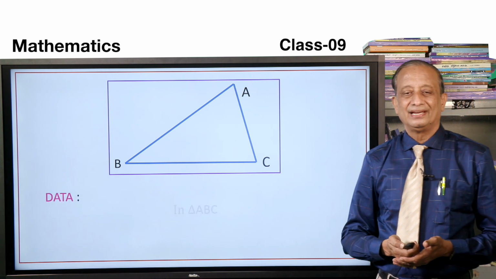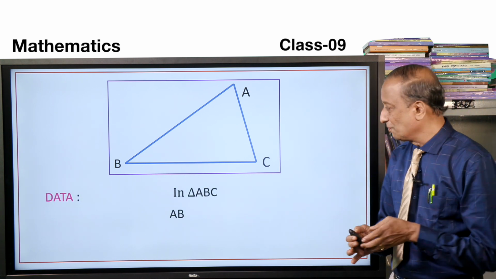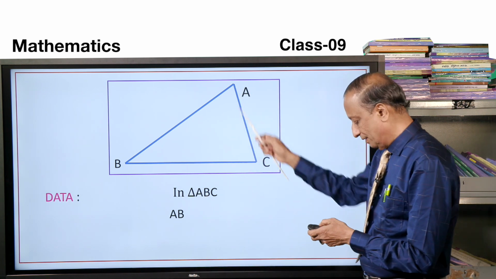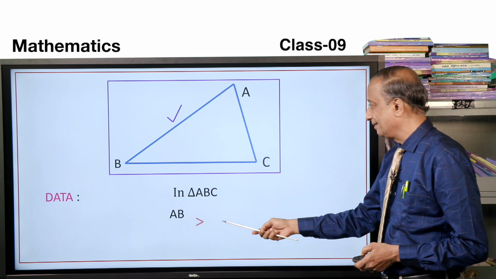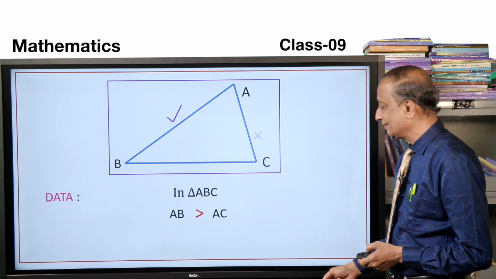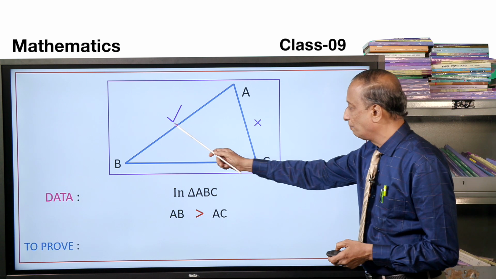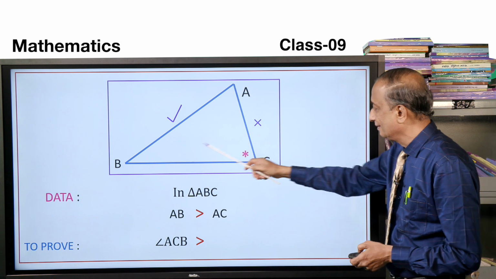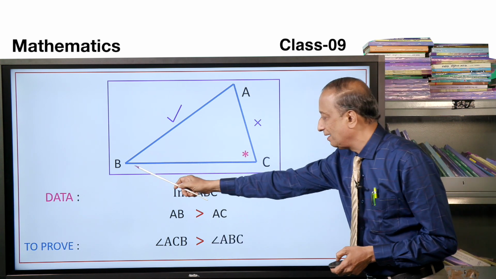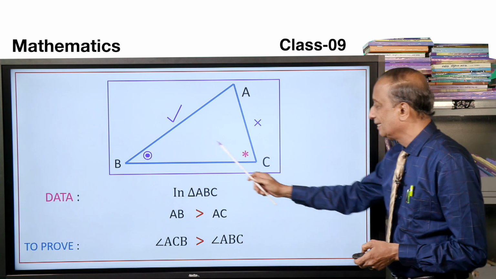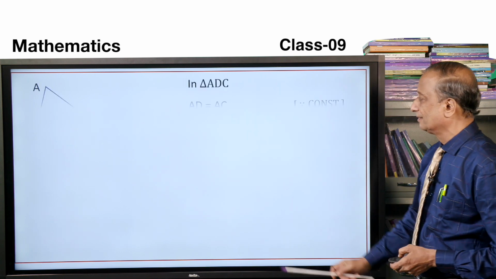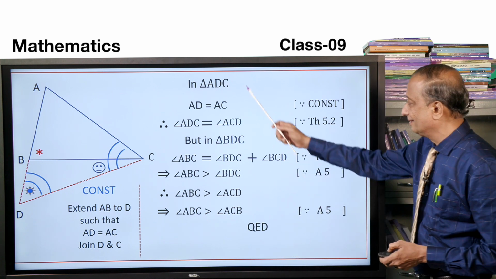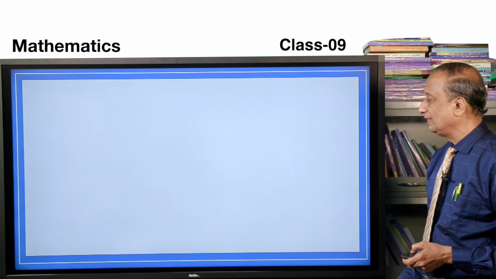The data is: in triangle ABC, if you compare AB with AC, definitely AB is greater than AC. Given this, we have to show that the angle opposite to AB is angle C, and angle C is definitely greater than the angle opposite to AC, which is B. We have to show that angle C is greater than angle B. This proof is not given in our textbook, that's why I just quickly run through the slide.